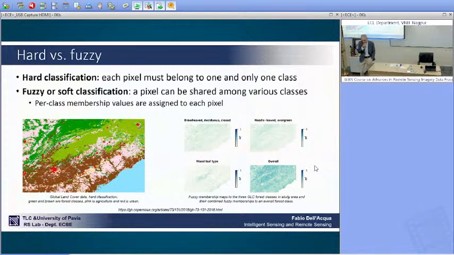So, I mean, if I were, I don't want to put too much brain into it. I say, okay, obviously, I look at the image, and somewhere there will be buildings, somewhere there will be roads, somewhere there will be vegetation. Why should I care about establishing a possibility to say that a pixel is half vegetation and half urban? What is the advantage?